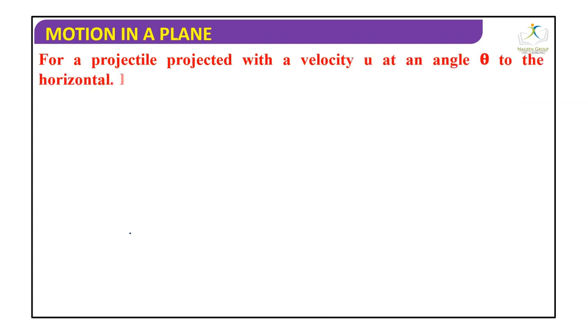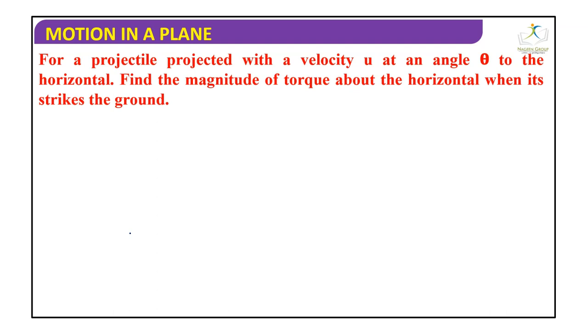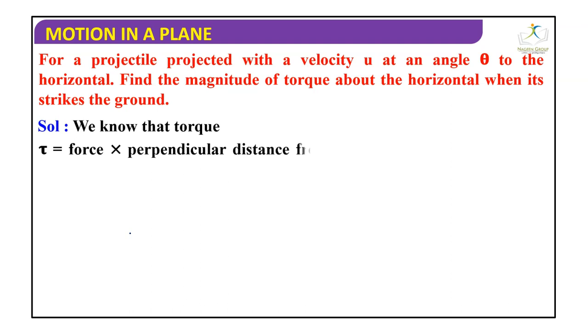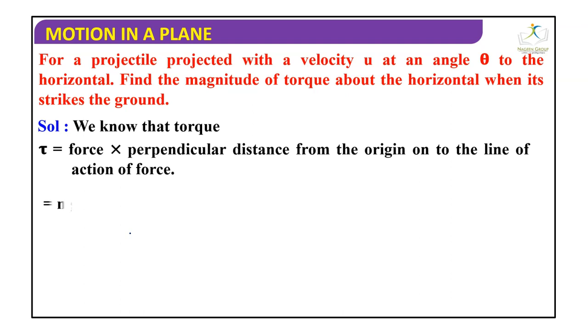For projectile motion with a velocity u at an angle theta to the horizontal, find the magnitude of the torque about the horizontal when it strikes the ground. We know that torque tau is equal to force into perpendicular distance from the origin onto the line of action of force, mg into range, mg into u square sine 2 theta by g.